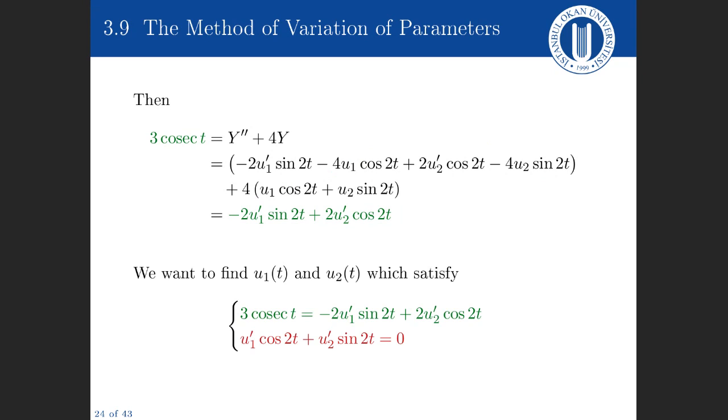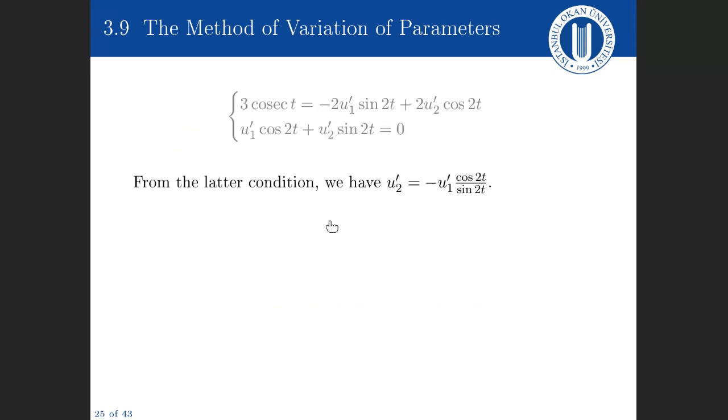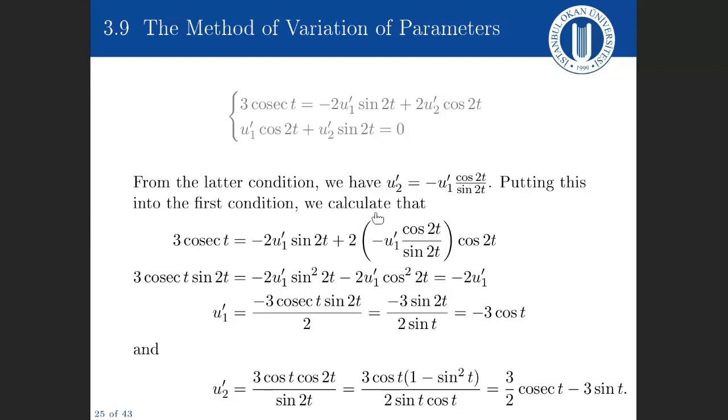So let's recap. We need to find u1 and u2, which satisfy two conditions. There's this green line, which we've just found from the equation. And there's this red line, which was this extra condition that we added in so that the green line didn't get too complicated. This is a linear system of two equations for u1 prime and u2 prime. You know how to solve this from linear algebra. From the second line, we need to have u2 prime is minus u1 prime cos 2t divided by sine 2t. Substitute this into the first equation.